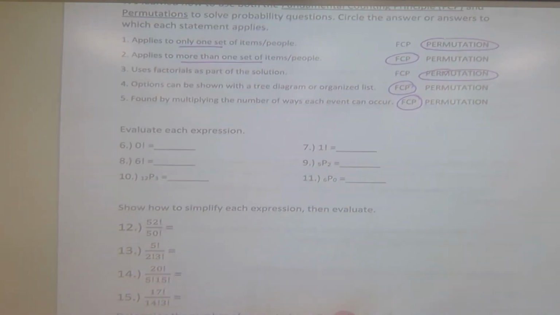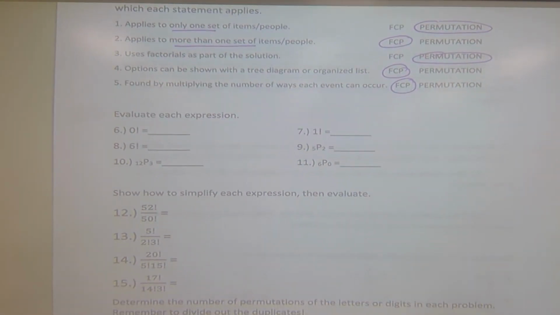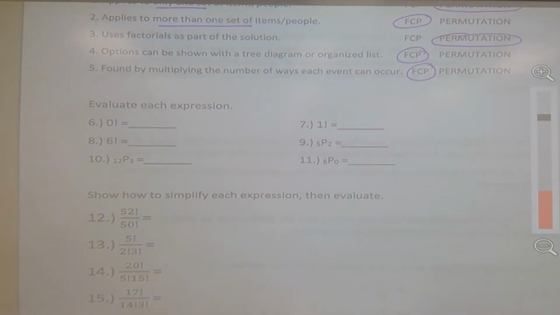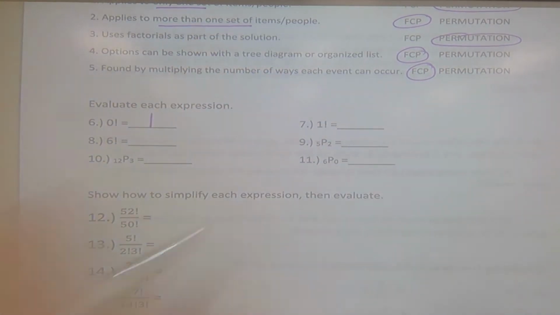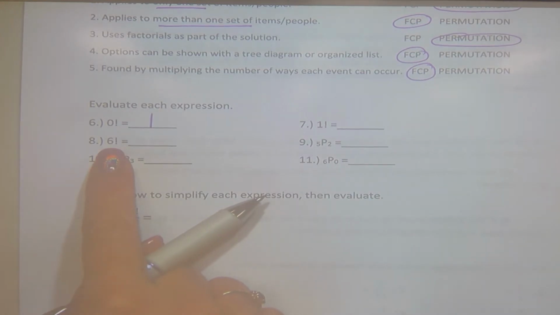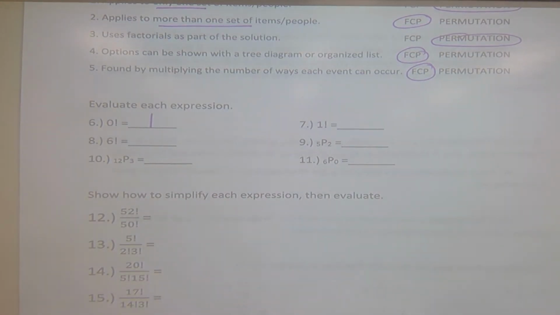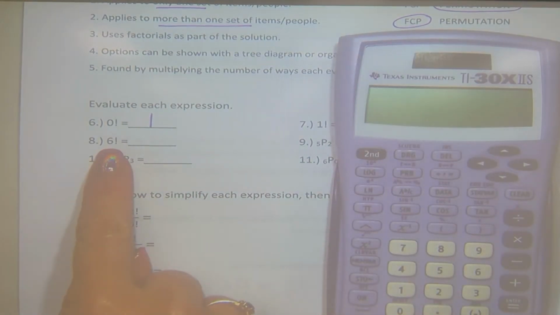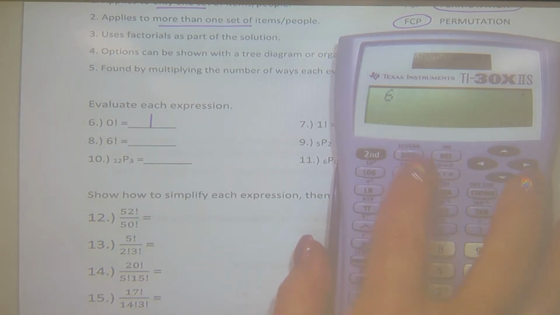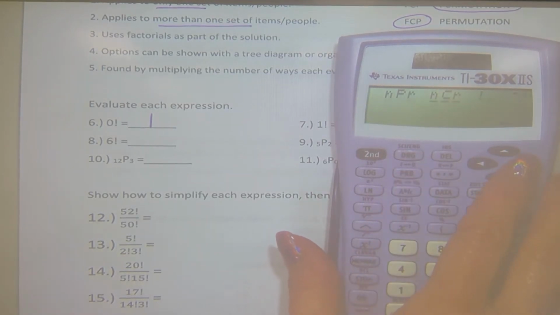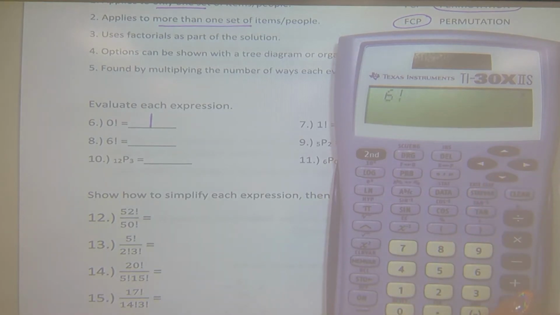Okay, evaluating expressions using factorials and permutations. We're going to concentrate on using your calculator for these. Remember that 0 factorial is defined as 1. 6 factorial, to work that out, it would be 6 times 5 times 4 times 3 times 2 times 1. Let's go ahead though and look at our calculator. Excuse me with all that. If I want to do 6 factorial, I'm going to type in the 6, go to probability, over to factorial, enter.